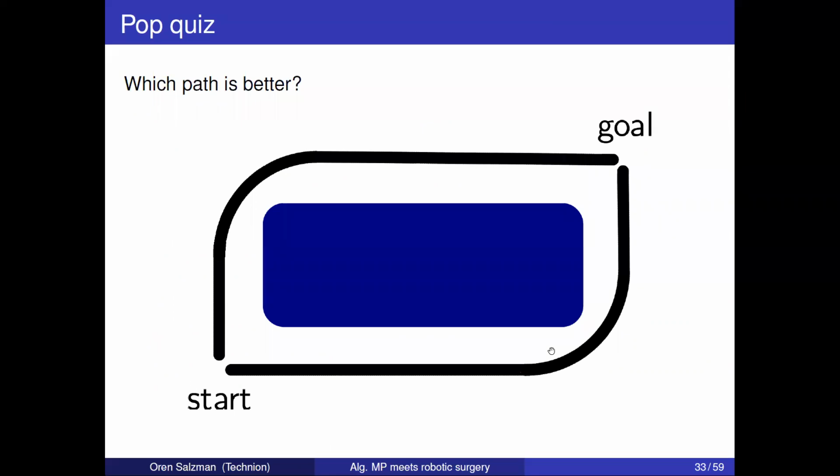And now I'm going to force you to participate. We have here 2 paths going from a start to the goal. Both, believe me, have exactly the same length and exactly the same curvature. And I want to ask you which one is better. And I need at least 3 answers.